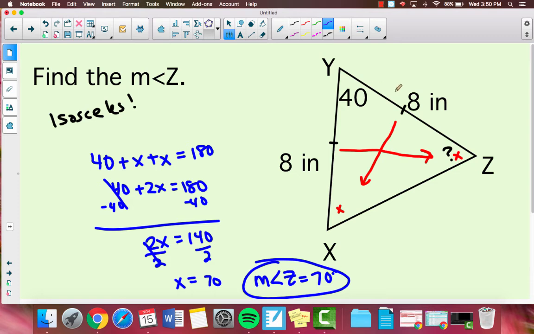So using the fact that these are isosceles helped us to determine that these 2 angles had to be congruent. If we didn't know that, we wouldn't have enough information to solve this particular problem. Okay?